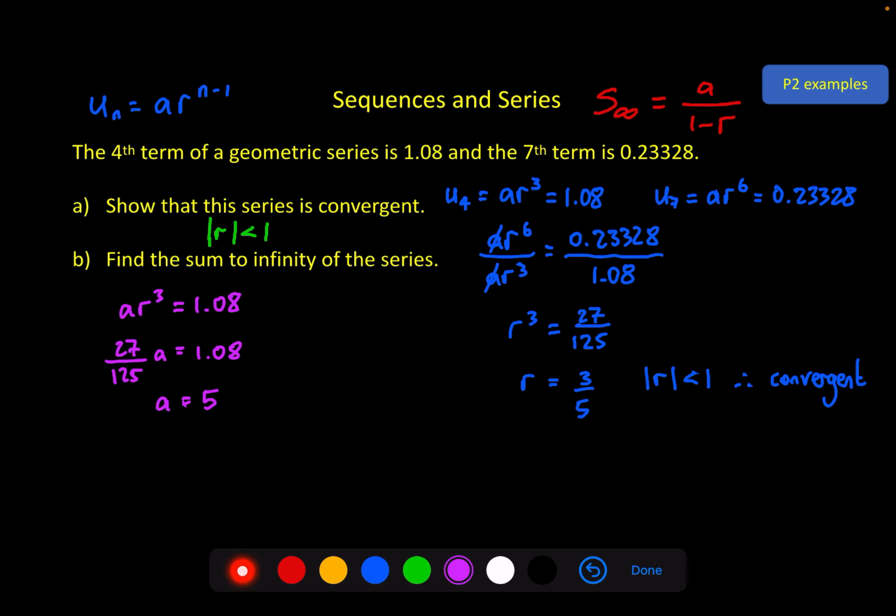I can now find the sum to infinity. 5 over 1 minus 3 over 5, which is 2 over 5, so that's 25 over 2, or if you prefer your decimals, 12.5. Next example.